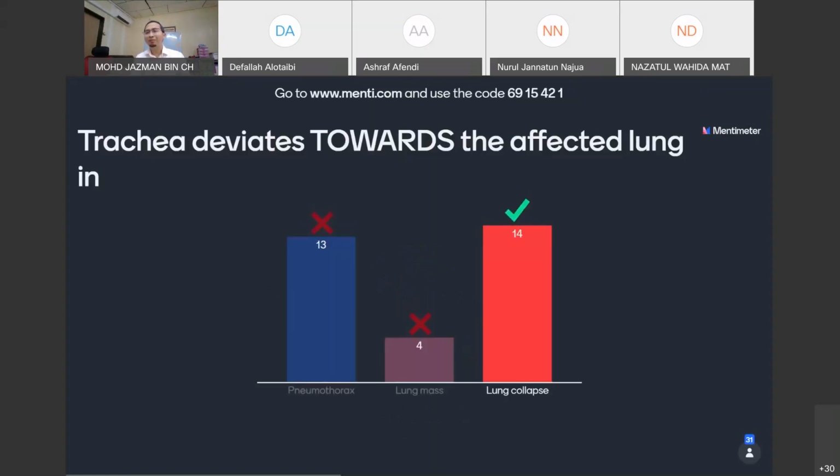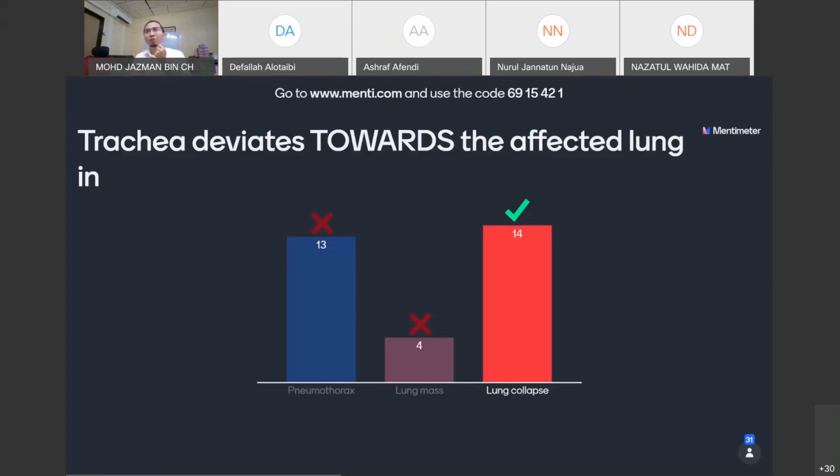All right. Sorry, I think I didn't explain earlier during the earlier slide. You need to remember whether there's a pulling effect or a pushing effect. A pulling effect means that the trachea will be pulled towards the affected side. So what causes the lung to be pulled? It can be due to lung collapse. It can be due to lung fibrosis.